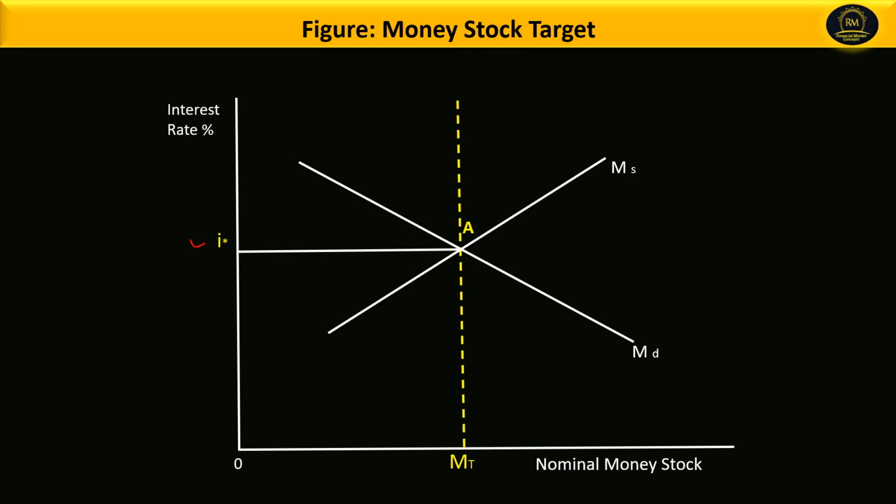Now suppose there is an increase in the price level in the economy. As a result, the demand for money curve shifts towards the right from MD to MD1.